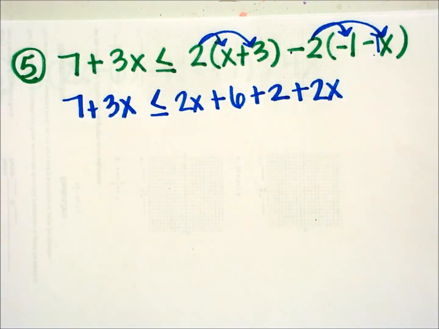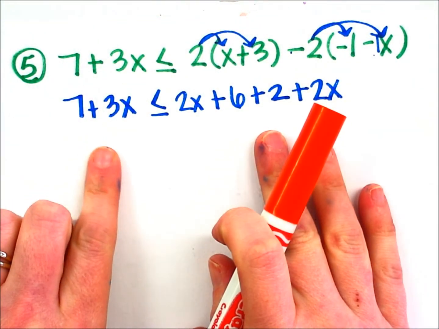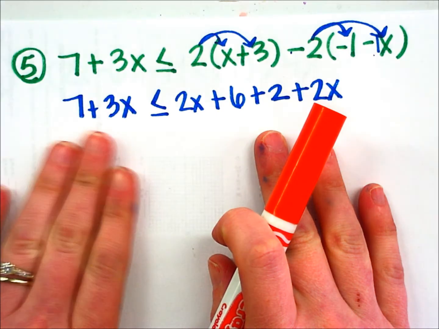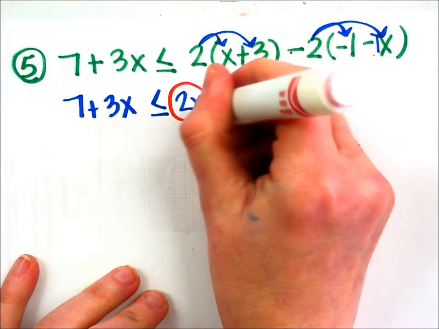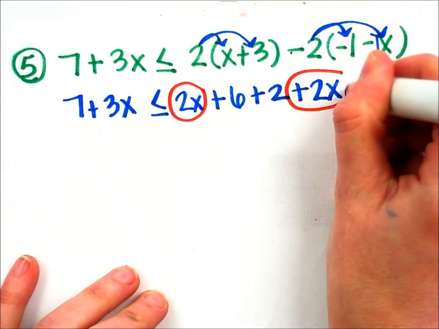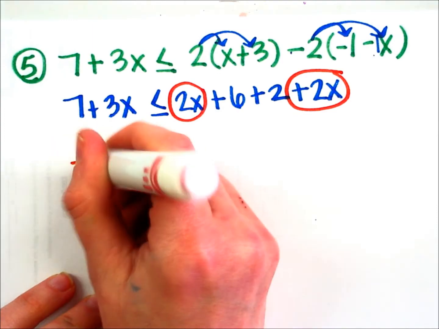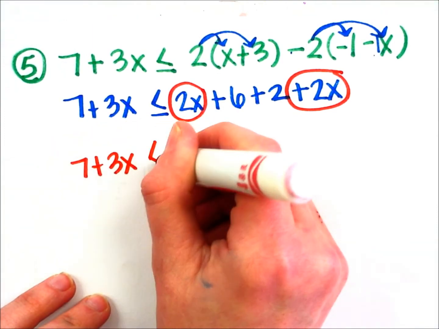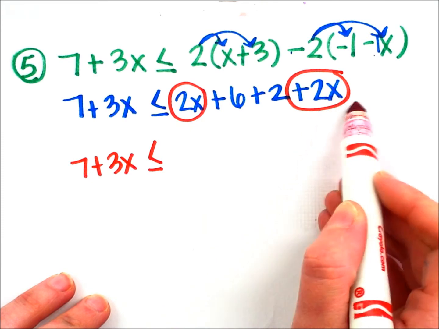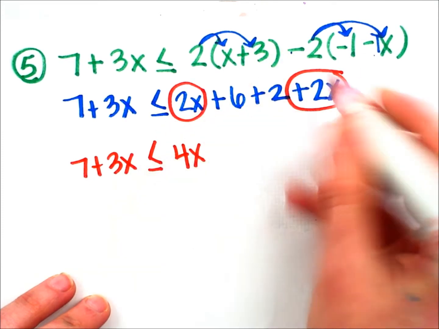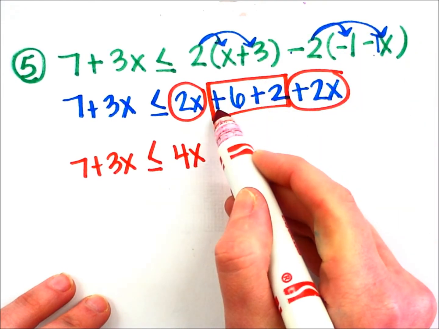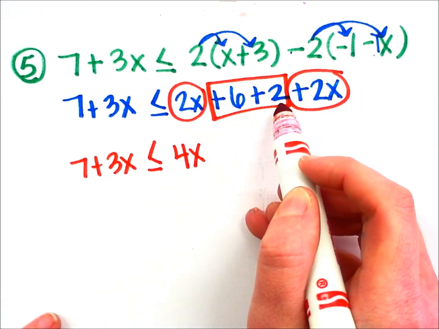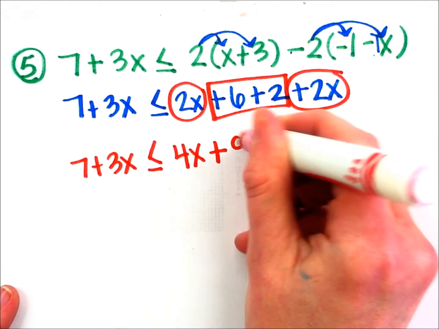Now, this is a little bit unique because now I have like terms on either side. On the left, I don't have any like terms there. 7 plus 3x cannot be combined. But over here on the right, this 2x plus 2x can be combined. So the left-hand side is going to stay as is. 2x plus 2x makes 4x. And then the 6 and the 2 here can also be combined. I'm going to think of this as positive 6 plus 2. Well, that would be positive 8, so plus 8.